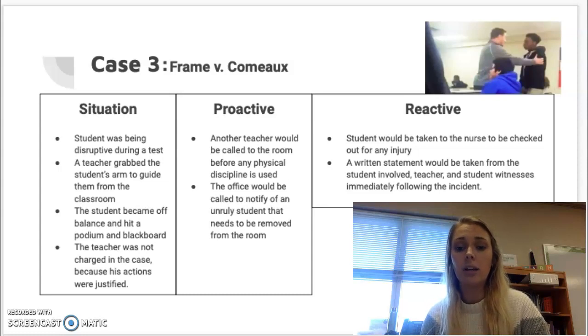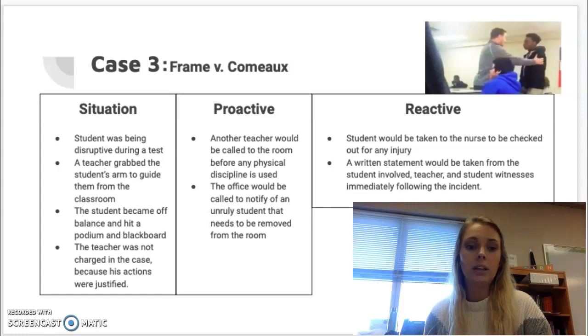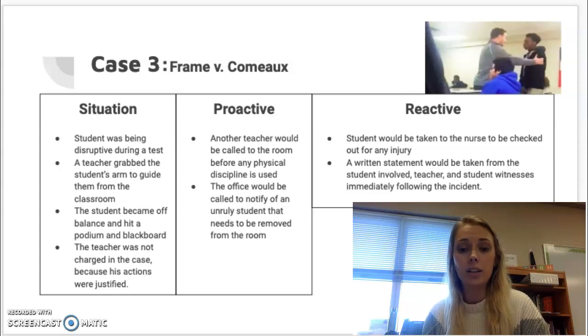Well, when he grabbed his arm, he caught the student off guard and it caused him to fall off balance. And when he fell back, he hit the podium and then fell back and hit the blackboard or the whiteboard inside the classroom. So the teacher was not held liable in the case because they deemed his actions were justified, that it was within his means to get the child out of the classroom, and that there was no malice or poor judgment or bad intentions when he put his arm on the student to remove him from the room.